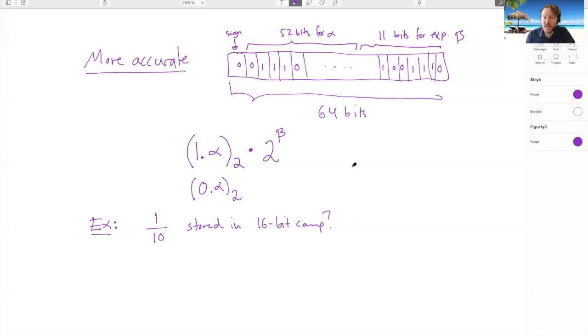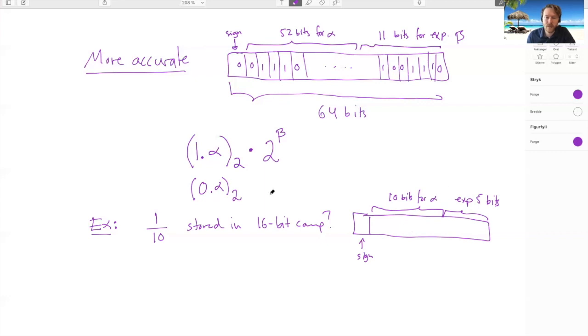And I do 16-bit here because I don't want to deal with 64 bits. In a 16-bit computer, you have a string of 16 zeros and ones, and out of these, we have one sign here, and then the remainder are split between the alpha and the beta. And the exponent is 5 bits, and how many do I have left? I have 10 here then, 10 bits for alpha. So this means that the alpha here is a string of 10 zeros and ones.